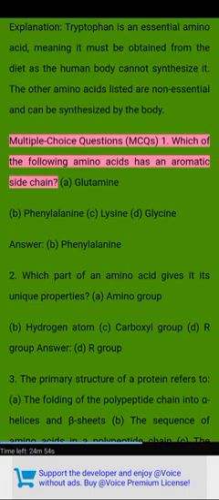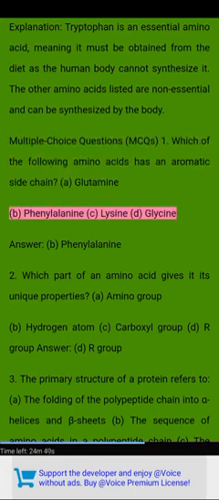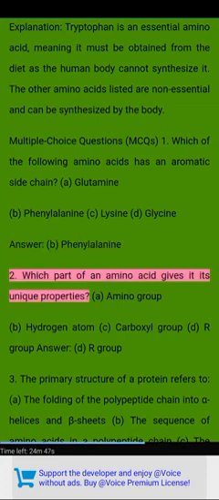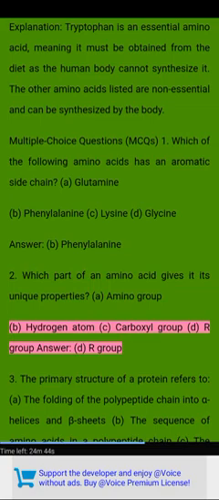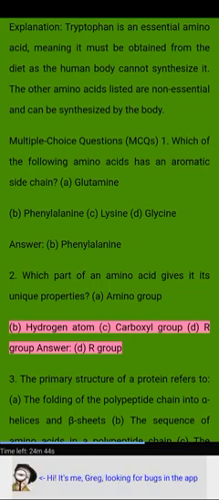Multiple choice questions. MCQs 1. Which of the following amino acids has an aromatic side chain? A. Glutamine. B. Phenylalanine. C. Lysine. D. Glycine. Answer. B. Phenylalanine. 2. Which part of an amino acid gives it its unique properties? A. Amino group. B. Hydrogen atom. C. Carboxyl group. D. R group. Answer. D. R group.